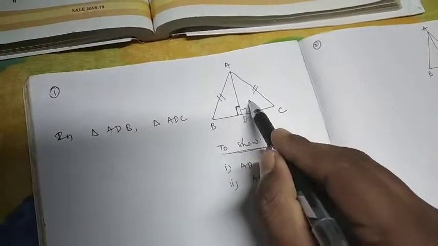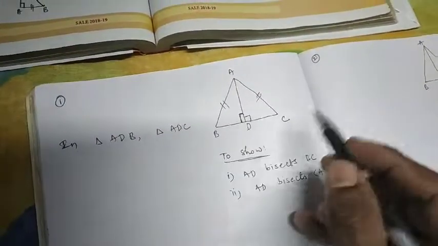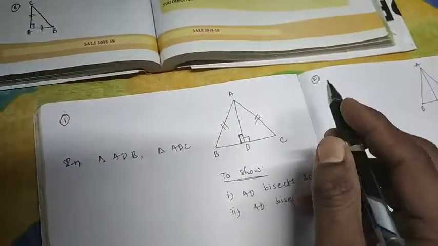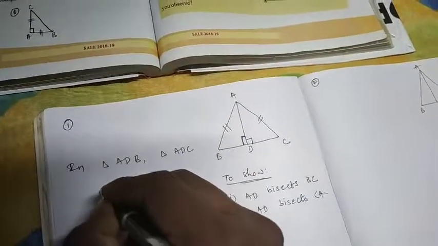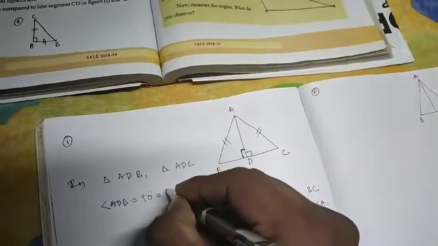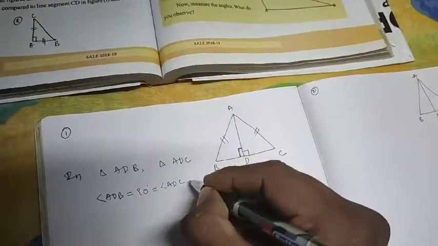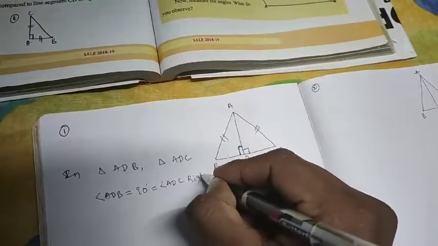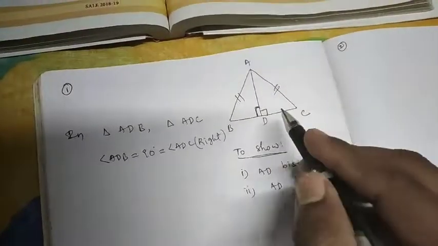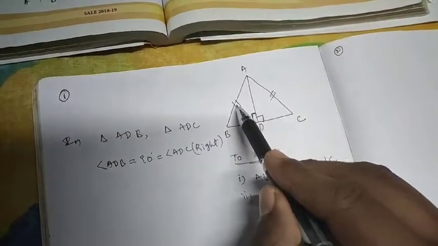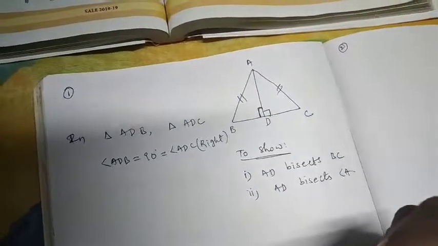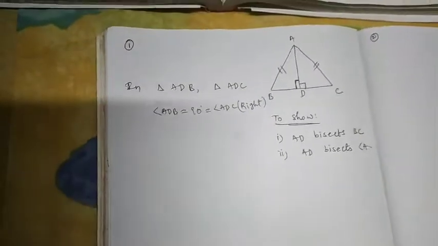If I compare both triangles, what happens here? I'm exploring the congruence rule, okay? So now I'll write angle ADB is equal to 90 degrees, that is equal to angle ADC. Here I'll write a right angle because I am going to use the RHS rule. Why should I go with the RHS rule? Because we know the right angle, and opposite the right angle is the hypotenuse. We got the hypotenuse also. If you show any one of the sides is equal, then the RHS rule will work out. Okay, got it.